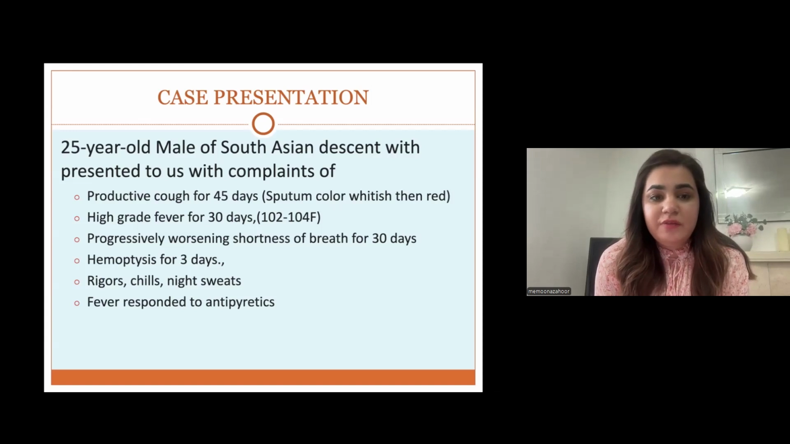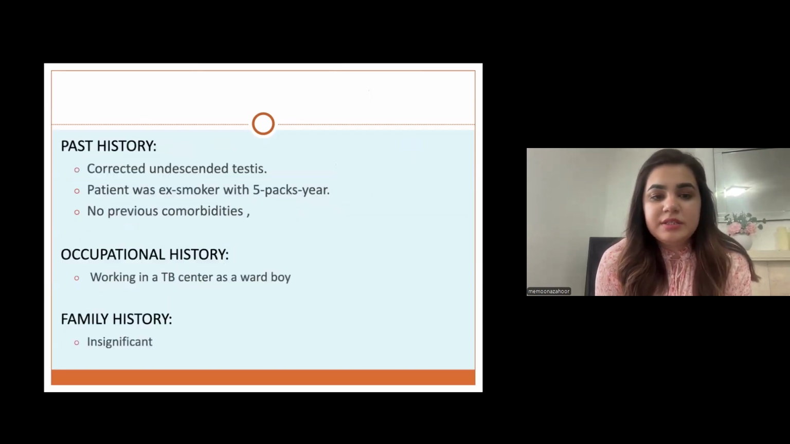We had a 25-year-old male of South Asian descent who presented to us with complaints of productive cough for 45 days, high-grade fever for 30 days, shortness of breath for 30 days, and recently started hemoptysis for 30 days. The fever was high-grade with chills, rigors and night sweats, and the patient responded to antipyretics. His past history was significant in that he was an ex-smoker with a 5 pack-year smoking history. The interesting part was that he was currently working in a TB center as a ward boy with a strong TB contact history. His family history was insignificant.